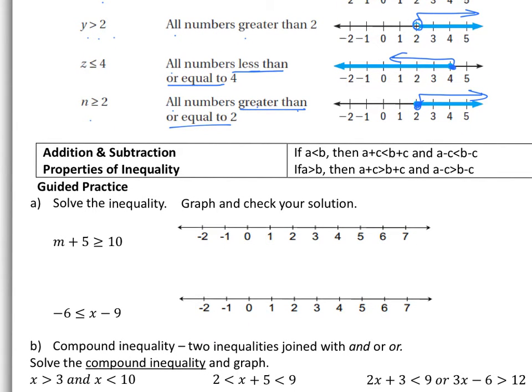So here we have the addition and subtraction properties of inequality. This is very similar to the properties of equality. So if A is less than B, then A plus C is less than B plus C. And A minus C is less than B minus C. If A is greater than B, then A plus C is greater than B plus C. And A minus C is greater than B minus C. The same would hold true for less than or equal to and greater than or equal to.